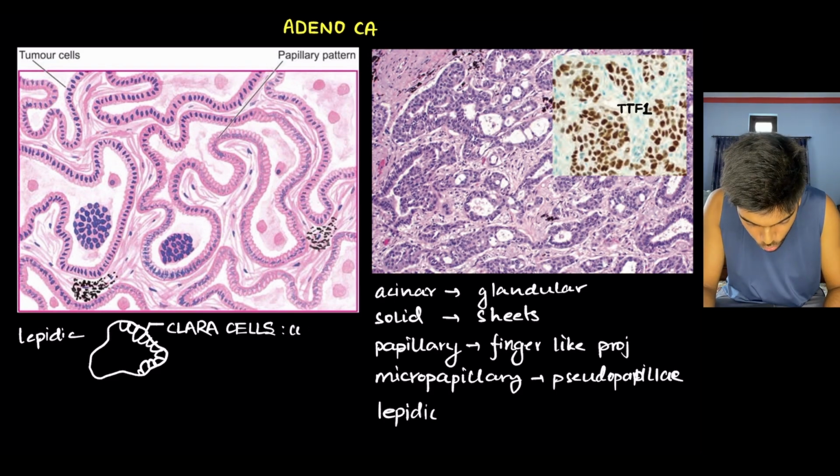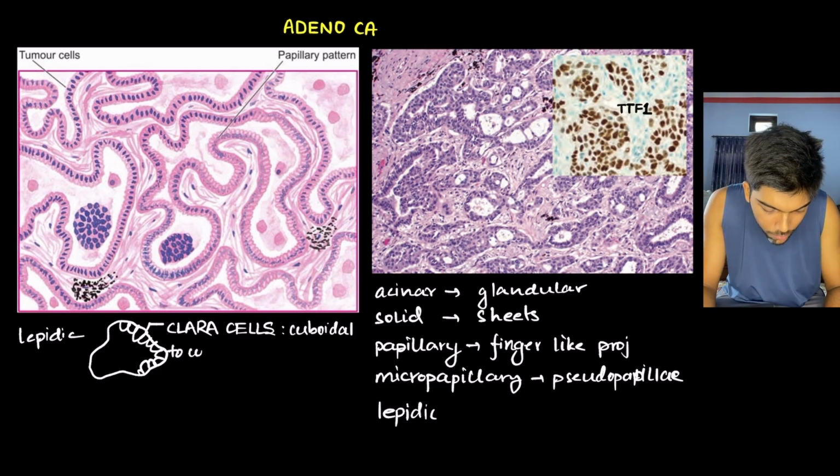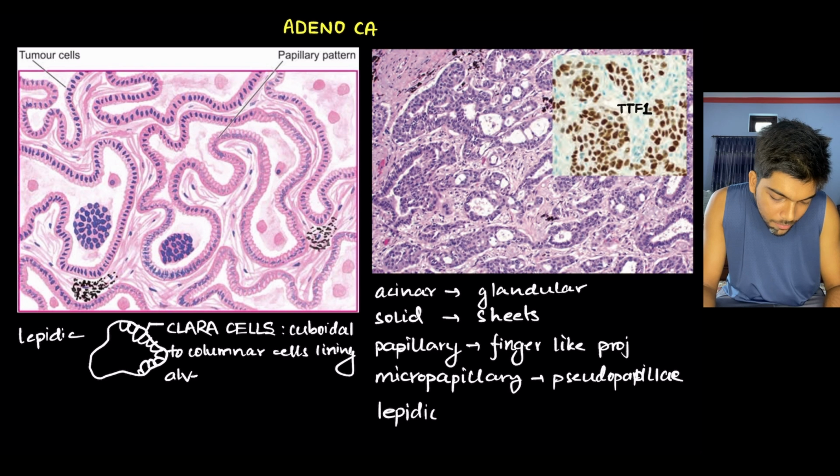What are Clara cells? These are cuboidal to columnar cells lining alveoli that produce mucin. So these Clara cells, they produce mucin.